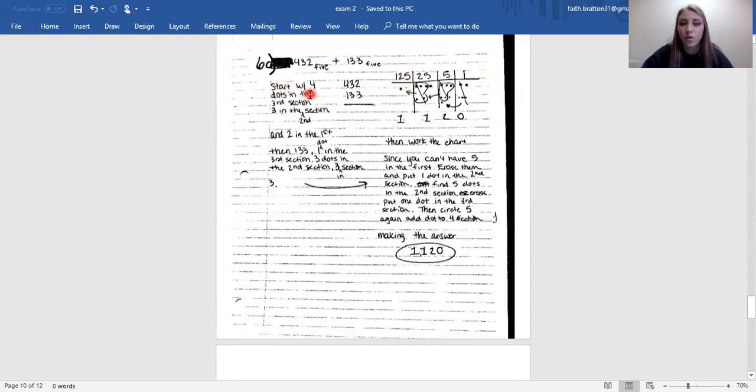Okay, we start with 4 dots in the first section. Okay, so it's 432. So 4 in the third section. So we'll write 4 there, 3 in the next section, and 2 in the first section because that's 432.